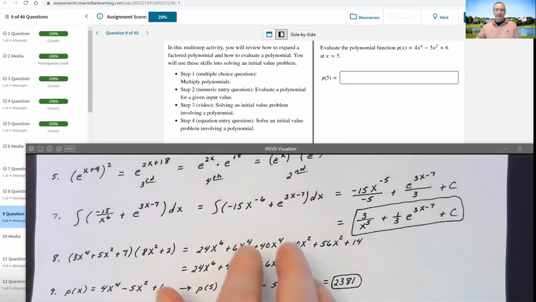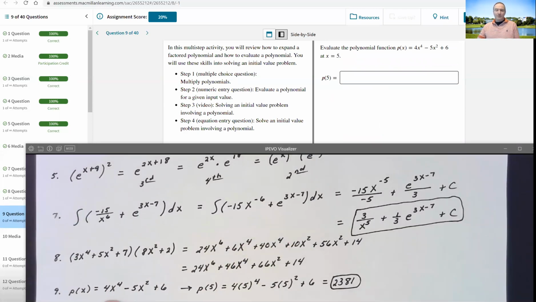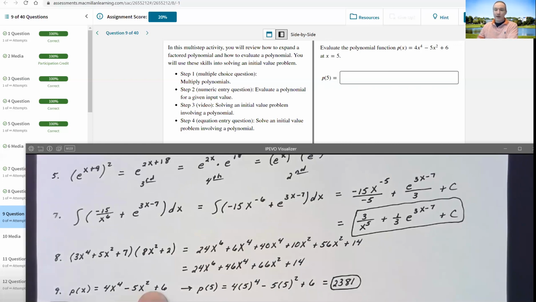I think it's kind of bizarre for this section. It's just giving you a basic polynomial, fourth degree, 4x to the fourth minus 5x squared plus 6. And then it's asking you, hey, evaluate that at 5. So you know you're just plugging 5 in for x. You'll have 4 times 5 to the fourth, minus 5 times 5 squared plus 6.